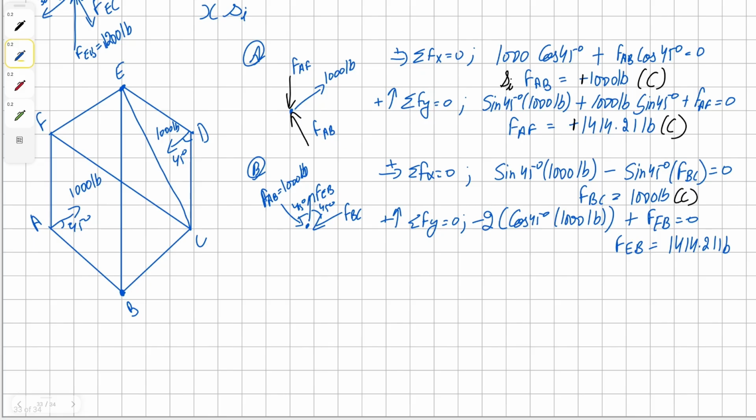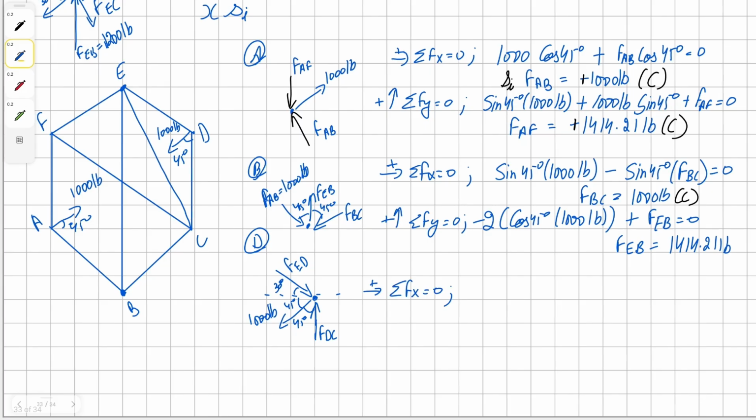Now we can proceed directly to joint D. At D, we have our applied load of 1000 pounds, our unknown force DC, and our unknown force ED. We can begin by summing the forces in x direction. We're going to have the horizontal component of force ED and the horizontal component of the applied force, equal to 0. We get a solution of 816.49. Rounding it up, we get 816.5 pounds.